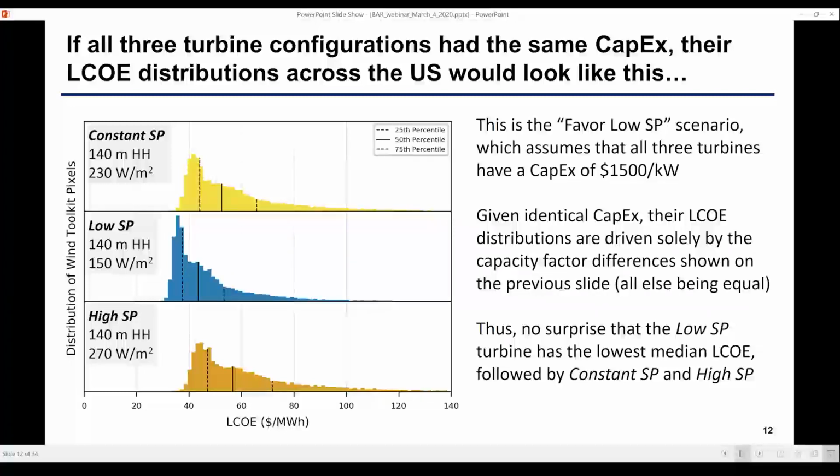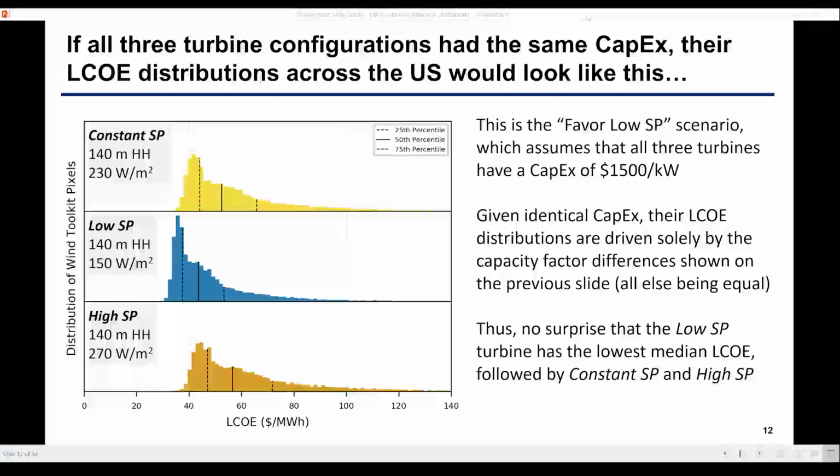When we take that and apply a Capex in order to compute LCOE, we can show the same types of distributions on an LCOE basis. In this particular slide that you're looking at the moment, it reflects our favor low SP scenario, where you have the constant or equivalent Capex across all 3 turbines. And here you can see that the cheapest sites are obviously, not surprisingly, related to the low SP turbine technology. And you get many sites that are actually below the $40 per megawatt hour threshold.